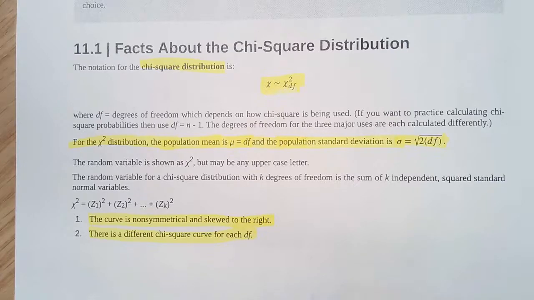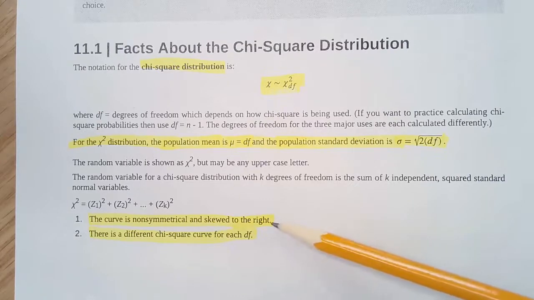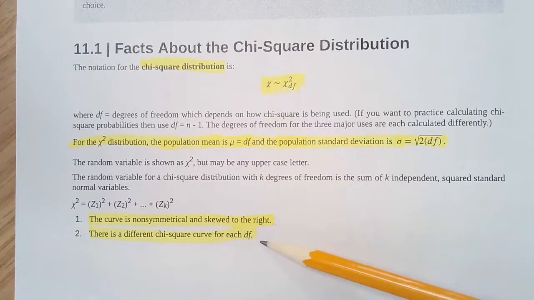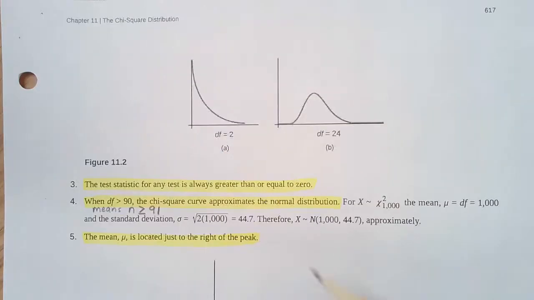A couple of key points. Remember that the curve is non-symmetrical and it's skewed to the right. Each degree of freedom has a different curve for the chi-square. For example, this is what it would look like for a degree of freedom of 2, and this is for when the degree of freedom is 24.